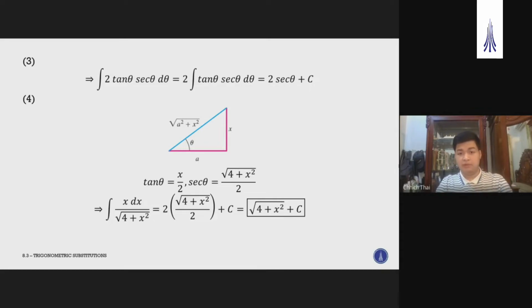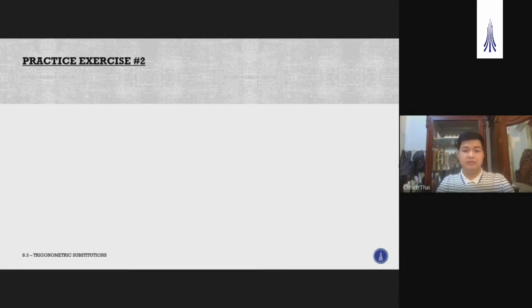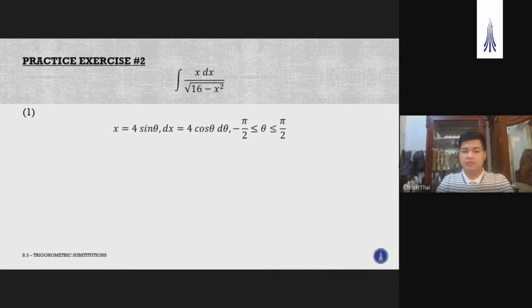Now let's move on to the next exercise, which is the integral of x dx over square root of 16 minus x squared. The square root is correlated to the square root of a squared minus x squared. So for this function, we use a substitution of x equal to a sine theta. Since a equals 4, we use x equal to 4 sine theta.